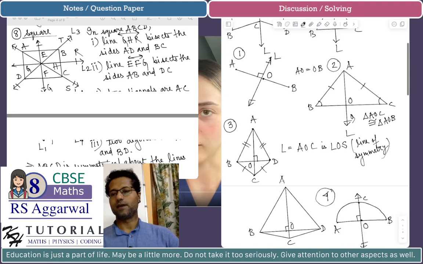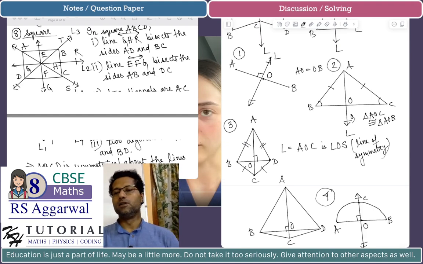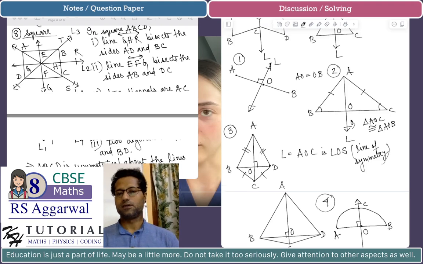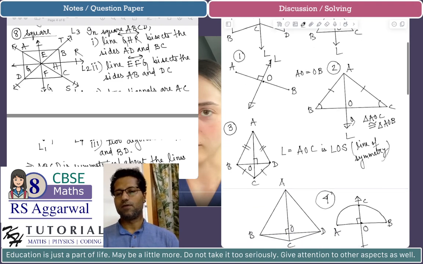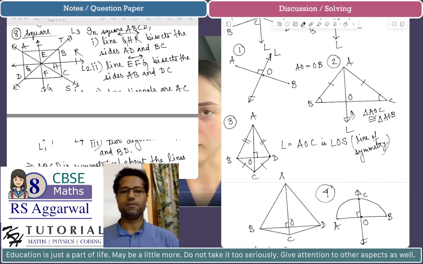An isosceles triangle has one line of symmetry, which is the line bisecting the angle included by the two equal sides. And a line segment also has one line of symmetry, which is the perpendicular bisector of the segment AB. Okay.